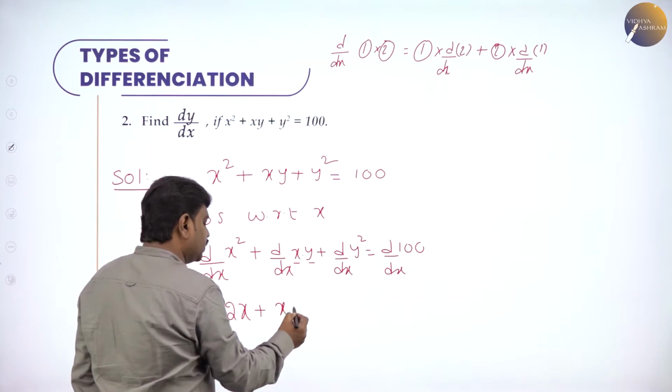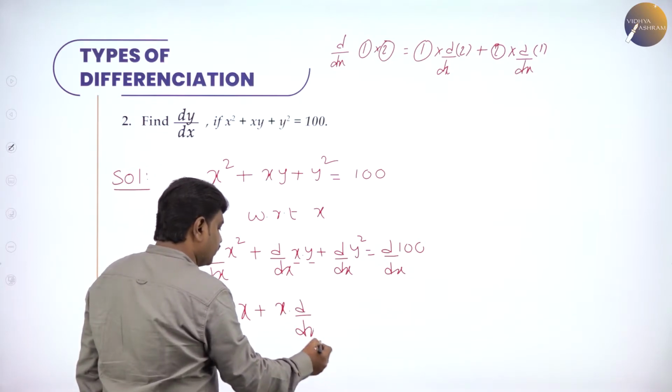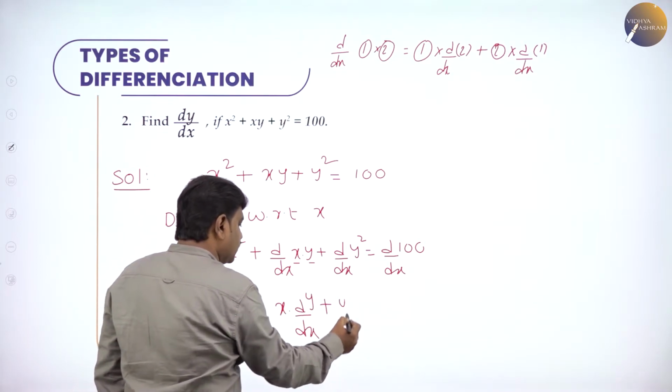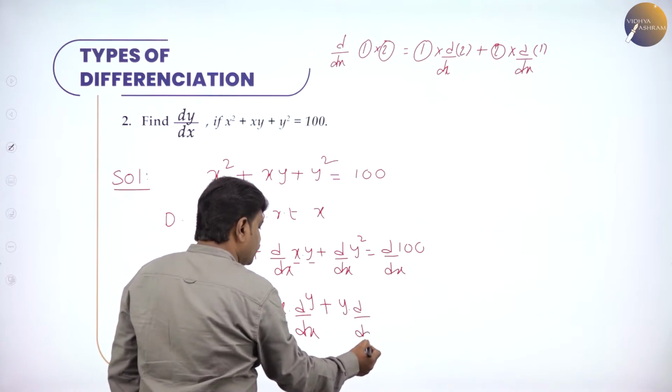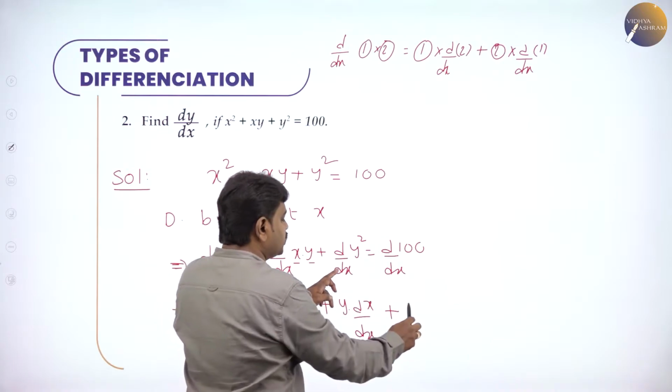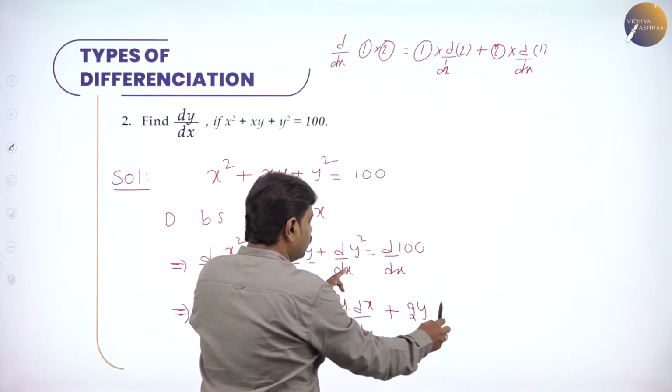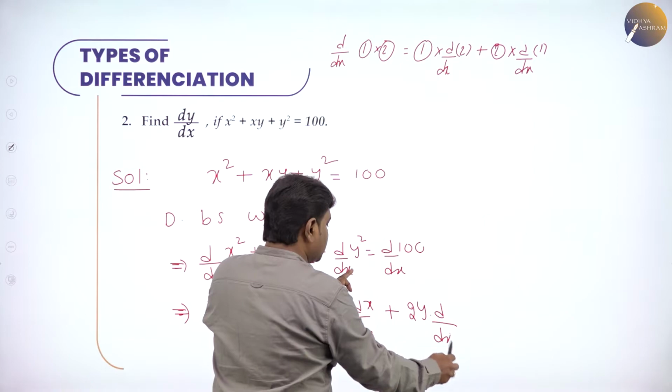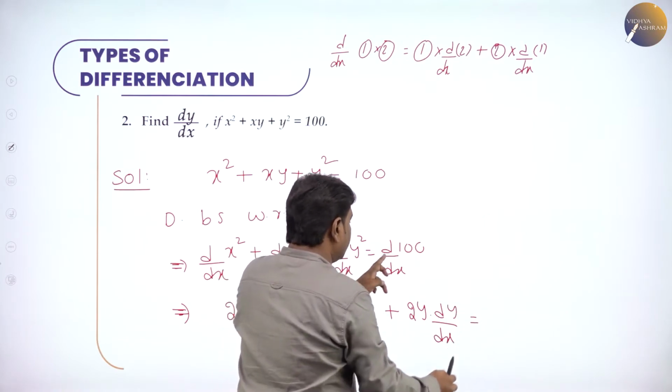So first function into d by dx of second function plus second function into d by dx of first function plus, now I'll go to y square. D by dx of y square is what? 2y into d by dx of the internal function. What is the internal function? Y. Into d by dx of 100.